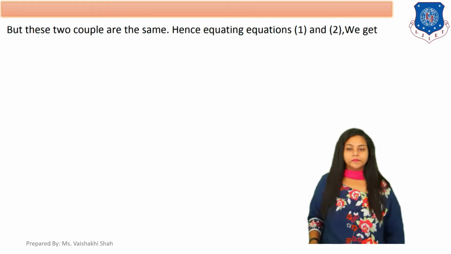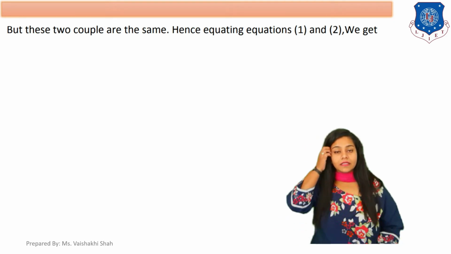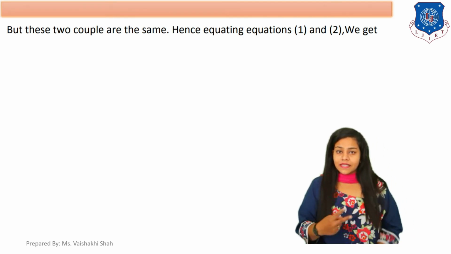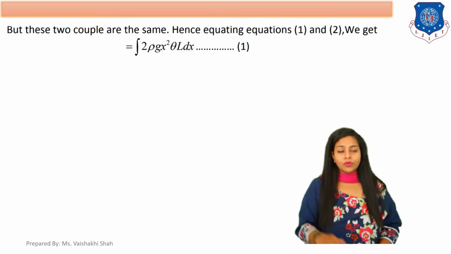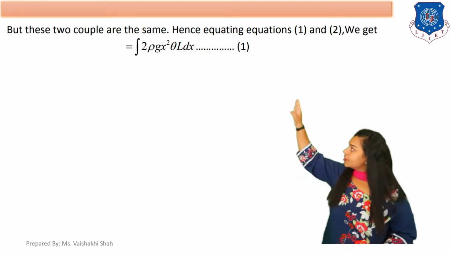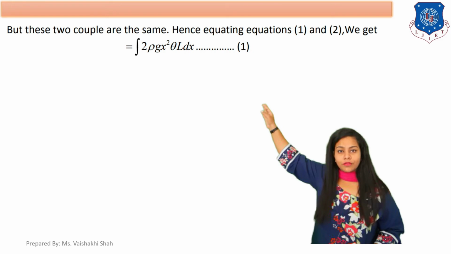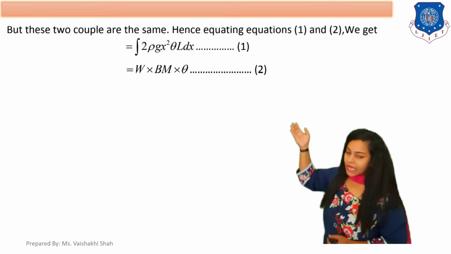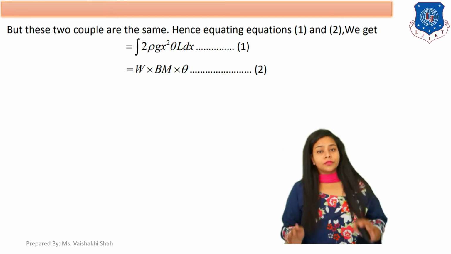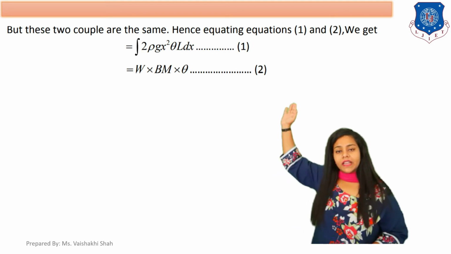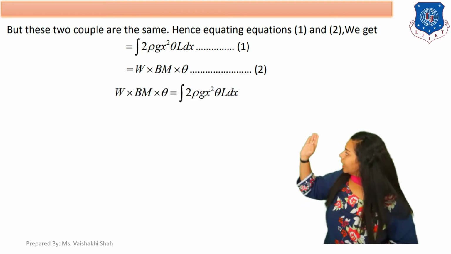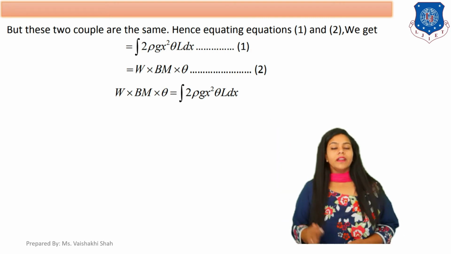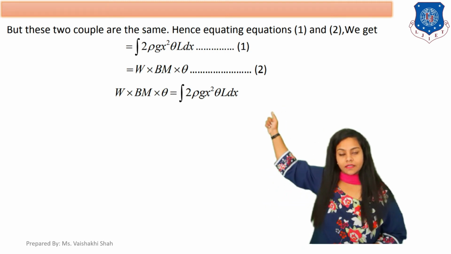Now these two couples are the same. Two couples are generated here, and they are equal. So equating equation 1, integration of 2 rho g x square theta into L dx, and equation 2, W into Bm into theta, you get W into Bm into theta equals integration 2 rho g x square theta L dx.